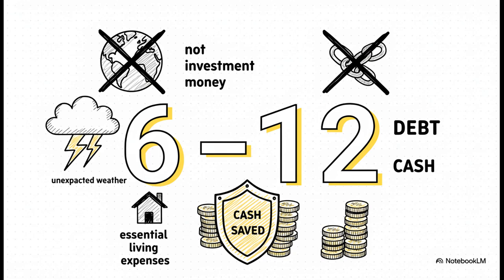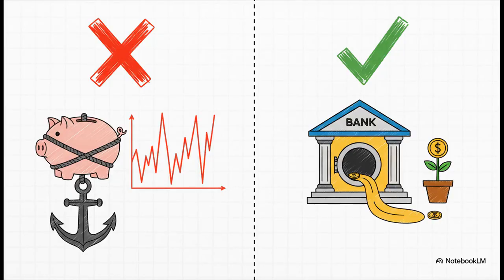This is your buffer. It's the cushion that lets you ride out a storm without having to sell your investments at the worst possible time or go deep into debt. And where you keep this cash really matters. It absolutely has to be safe and easy to get to, so not in the stock market. A high-yield savings account is pretty much the perfect spot. It keeps your money liquid, meaning you can grab it fast if you need to, while also earning you a little bit of interest, which is way better than just letting it sit in a checking account doing nothing.